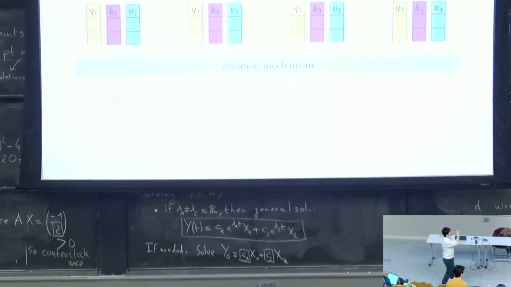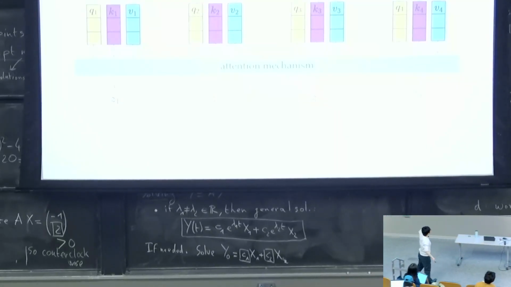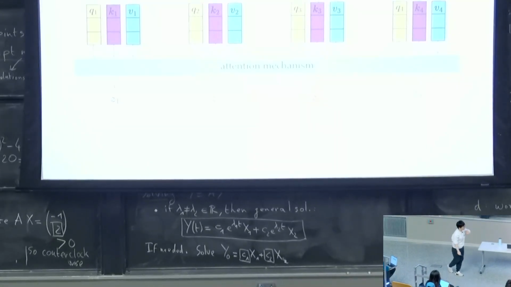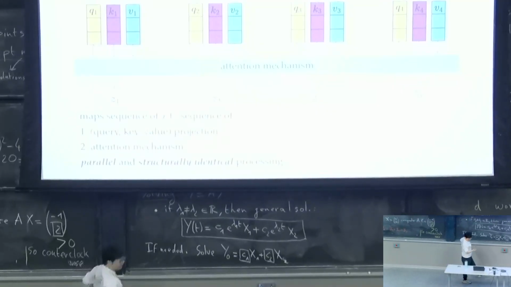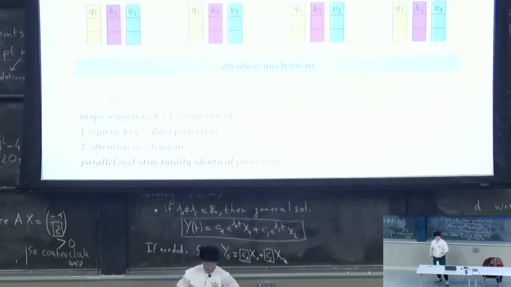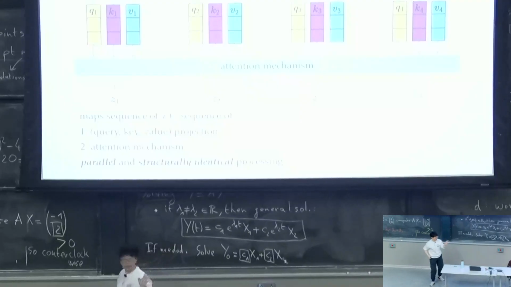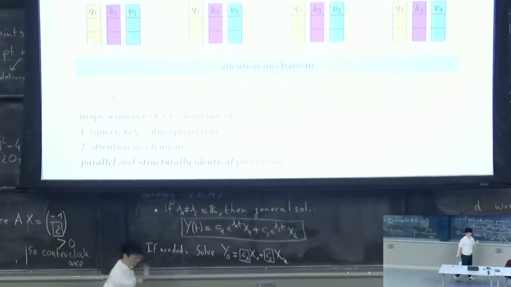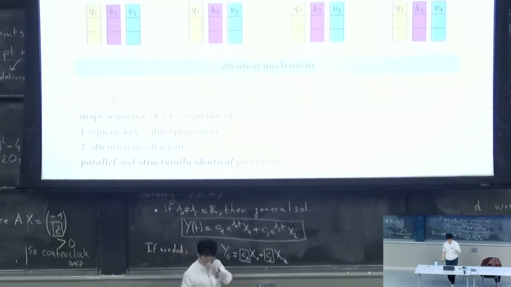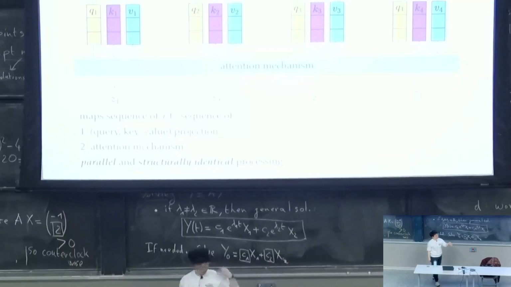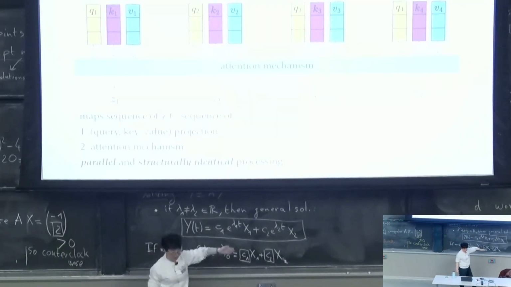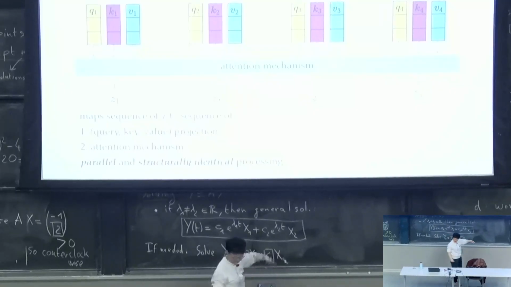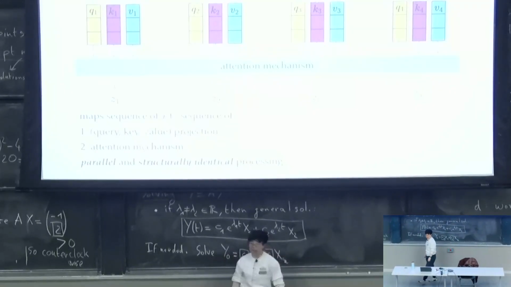So this whole pipeline of turning a sequence of X into a sequence of Z is the so-called attention head. If you recall, we mentioned that there are two main steps: the mapping of the sequence of input tokens, word embeddings X, into Z's by the learned query, key, value projection, and then the merging done in the attention mechanism. Very importantly, it's parallel and structurally identical processing.